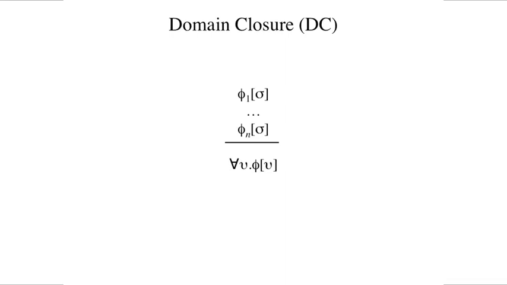Finally, for languages with finite Herbrand bases, we have the domain closure rule, or sometimes written DC. For a language with object constants sigma 1 through sigma n, the rule is written as shown here. If we believe a schema is true for every instance, then we can infer a universally quantified version of that schema.